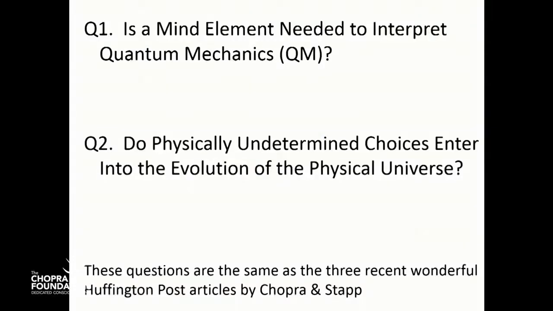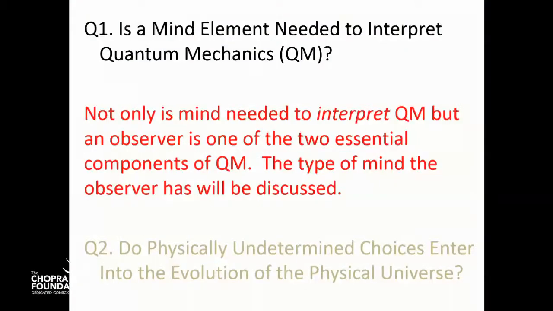We have these two questions that Henry Stapp had, and they're in the title of this symposium. Let me just begin by at least answering those questions. The first one is: is mind needed to interpret quantum mechanics? Not only is mind needed to interpret quantum mechanics, but an observer is one of the two essential components of quantum mechanics. The type of mind that the observer has will be discussed.